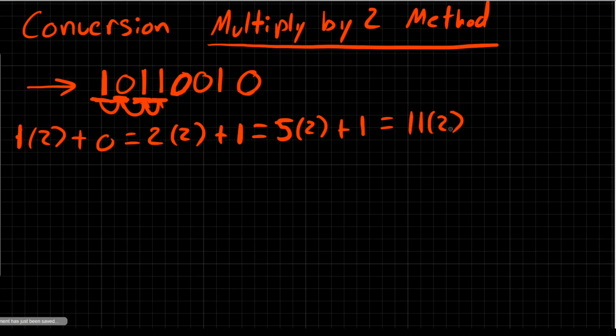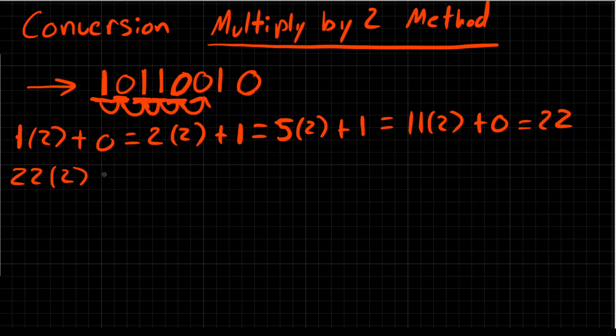Now we're at that 1. 11 times 2 plus the next bit, it is the 0 there, so we add 0. This will give us 22, and now I'm going to move down here. So we're going to do 22 times 2. We're at this 0 right here. The next bit is a 0, so we add 0. This will give us 44. Now we're at that 0 right there. We're going to do 44 times 2 plus the next bit, which is a 1. So this gives us 89.